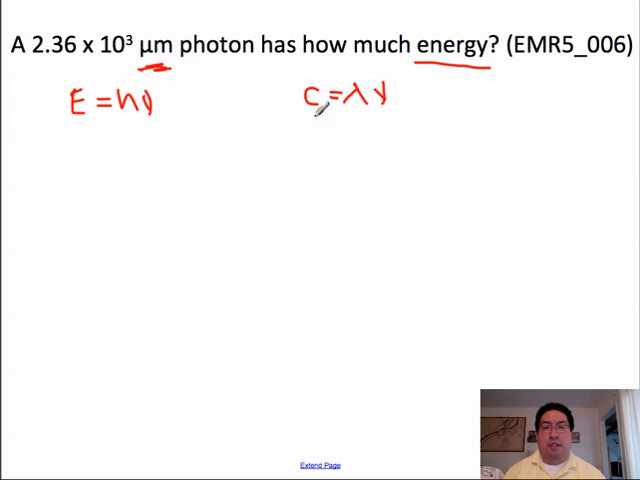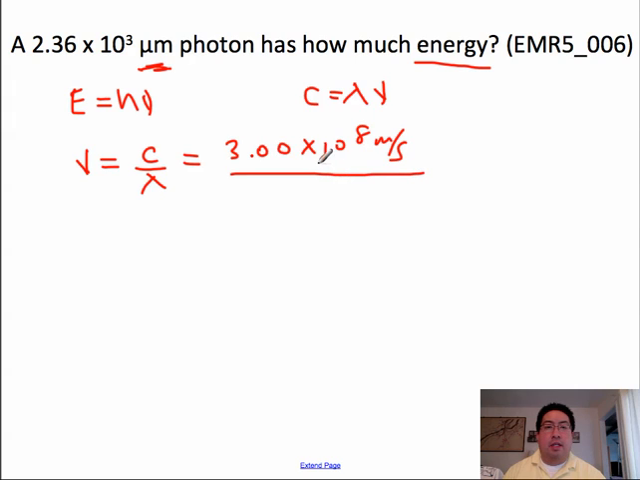So let's start using our wave equation. If I want to solve for nu, nu equals c over lambda. Now remember, c is a constant, right? So that's 3.00 times 10 to the 8th meters per second. And lambda, now here we have a problem, right? Because lambda needs to be in meters here. I have the wavelength in micrometers, so I'm going to have to do a conversion first.